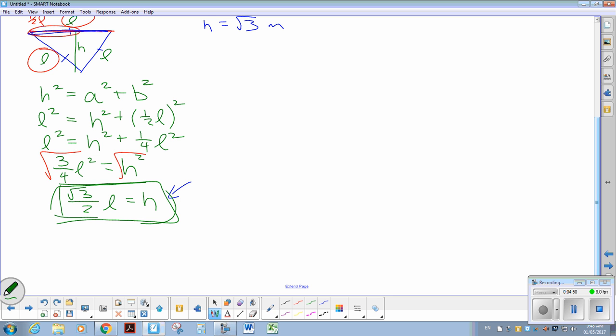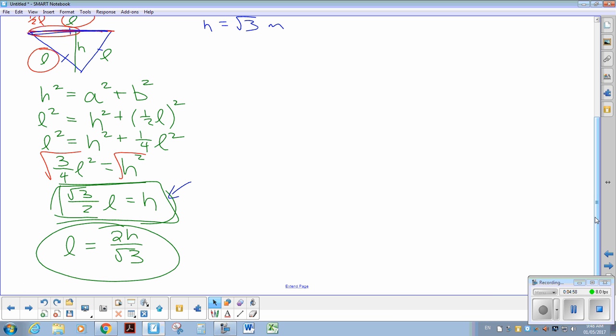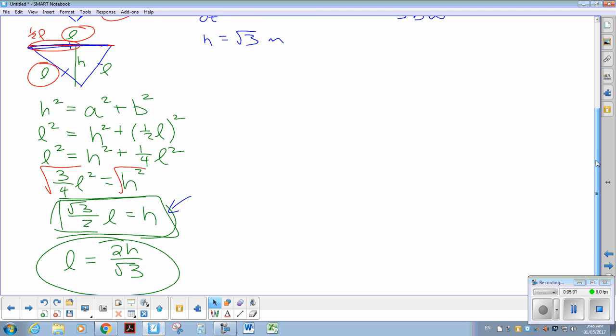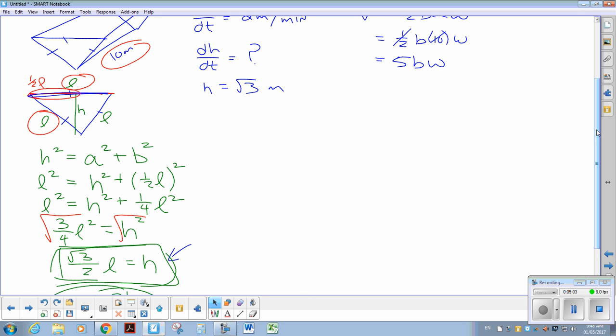We're going to solve for L. L is equal to 2h over root 3. So this is the value I want. I had the right process. I just have to make sure I replace the right variable. I want h in the equation at the end.